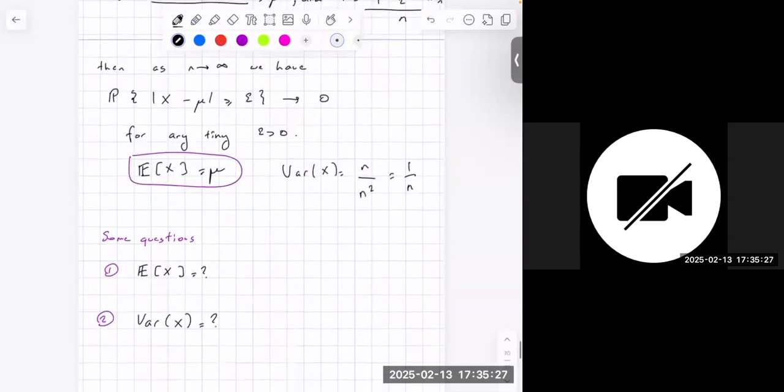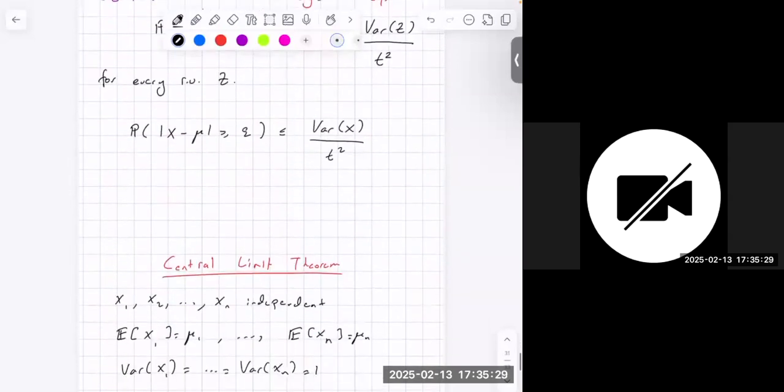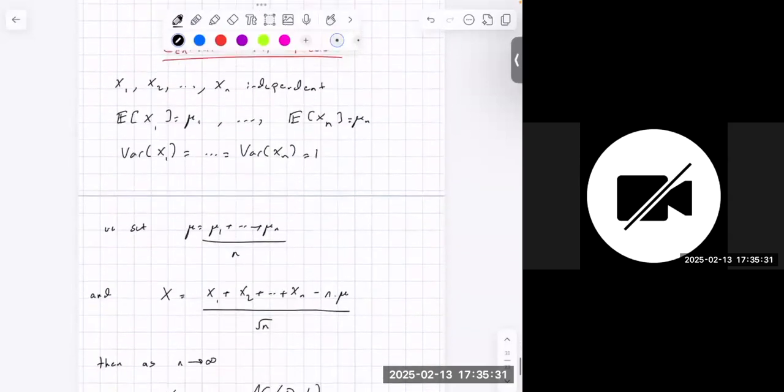Okay, my next thing is called the central limit theorem.